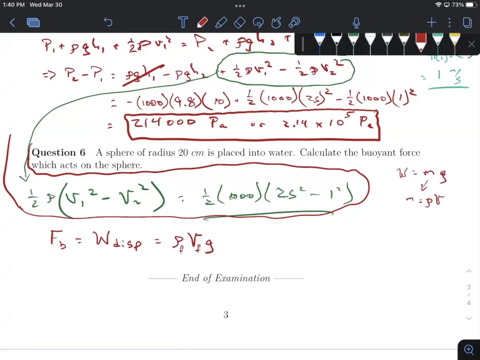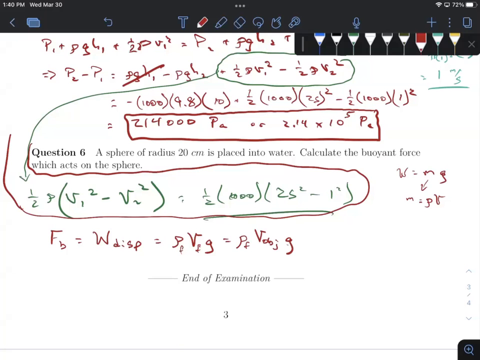Now, that's pretty good, but I don't know the volume of the water. I get the density of the water, of course, I know that's 1,000. G is 9.8, but the volume of the water I don't know. However, there was a second relationship that said that the volume of the fluid displaced is the same as the volume of the object. So I could rewrite this as the density of the fluid times the volume of the object times G.